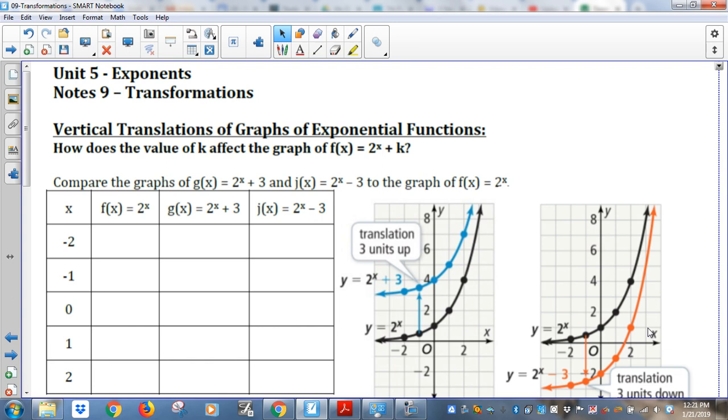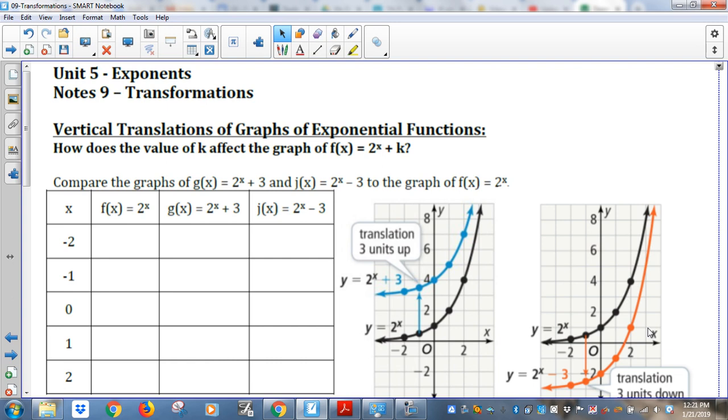So we're going to start with the vertical translations of graphs of exponential functions. And I want to know, how does the value of k affect the graph of f of x equals 2^x plus k? If we take a look at our graphs, we have f of x equals 2 to the power of x, g of x equals 2 to the power of x plus 3, and j of x equals 2 to the power of x minus 3. I have the graphs up here on your notes for you. What we're going to do is fill in our table and go from there.